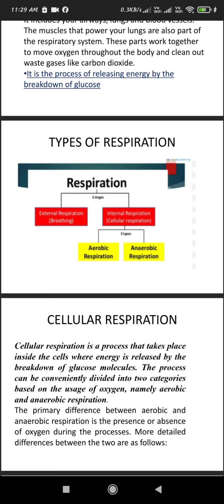And second is internal respiration, also known as cellular respiration. It involves both oxidative and non-oxidative enzyme reactions. It means that in this, glucose is oxidized to give you energy. Internal respiration is of two types: aerobic respiration and anaerobic respiration. What is aerobic respiration? Aerobic respiration is respiration which takes place in the presence of oxygen. And anaerobic respiration is respiration which takes place in the absence of oxygen, and it occurs mostly in muscles and yeast cells.